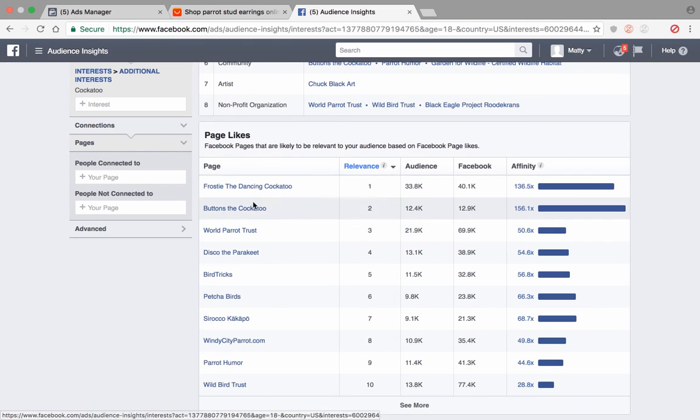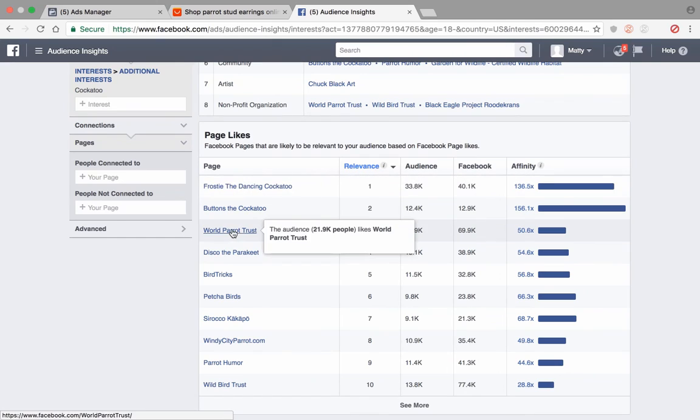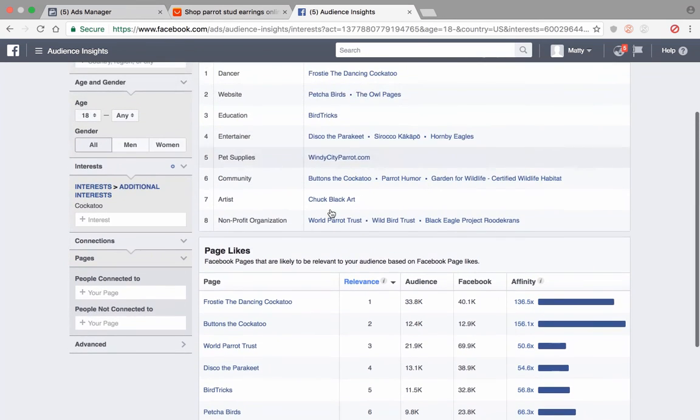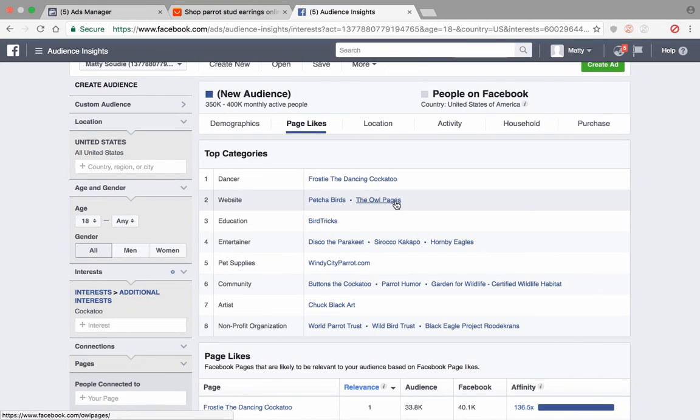Buttons the Cockatoo, Frosty the Dancing Cockatoo, World Parrot Trust. You can go ahead. So we just typed in something broad here, but we're going to get all these really targeted interests we can plug right into our Facebook Ads Manager. And remember, we just need to type in one, and it's going to suggest plenty more, right? And if we go here again, bird tricks, Frosty the Dancing Cockatoo. This one's back in here. Chuck Blackguard, I don't know what the hell that is. Buttons the Cockatoo. Parrot humor.